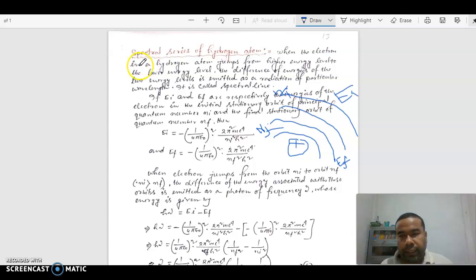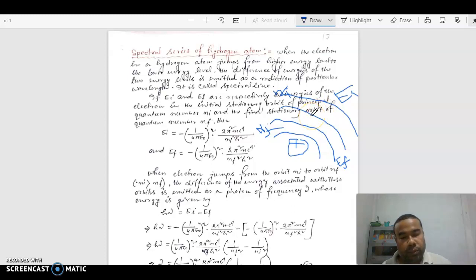When the electron in a hydrogen atom jumps from a higher energy level to a lower energy level, the difference of the energy of the two energy levels is emitted as radiation of a particular wavelength. It is called a spectral line. What is happening when the electron jumps from a higher energy level to a lower energy level? Energy is emitted. How much energy is emitted? That is given by the difference of the two energy levels.